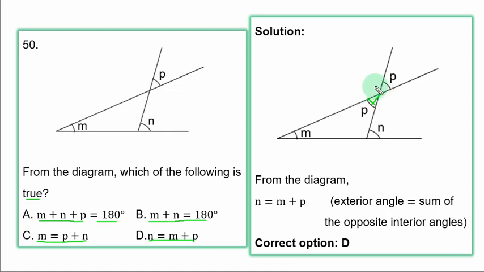If you look at this triangle now, you will see that this is an exterior angle. An exterior angle is equal to the sum of the 2 opposite interior angles. Hence, N is equal to M plus P. So D is the correct option.